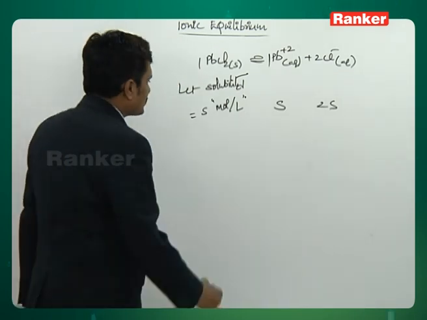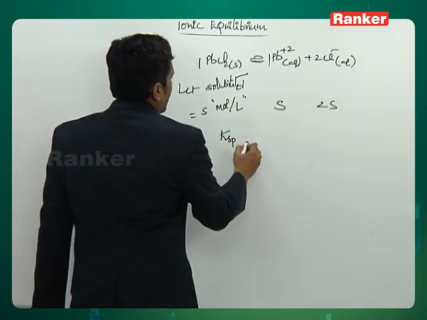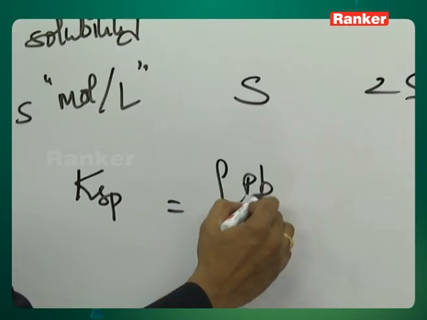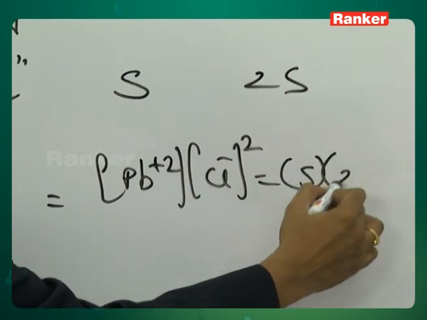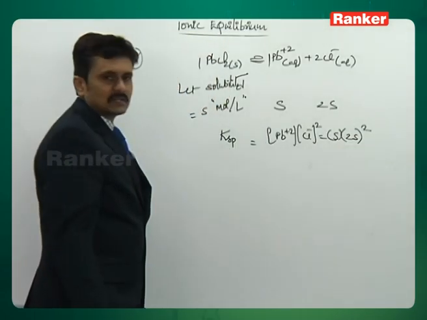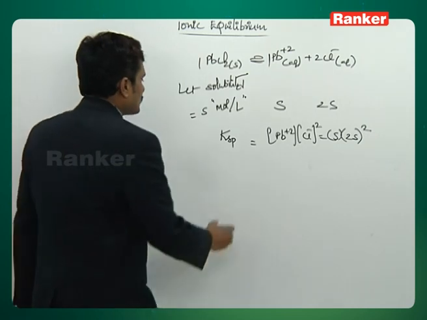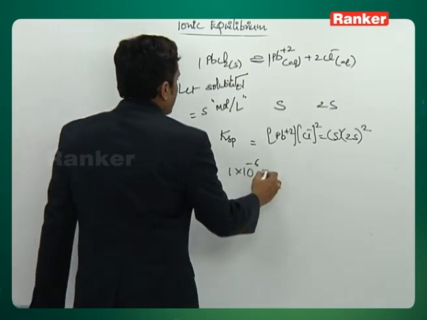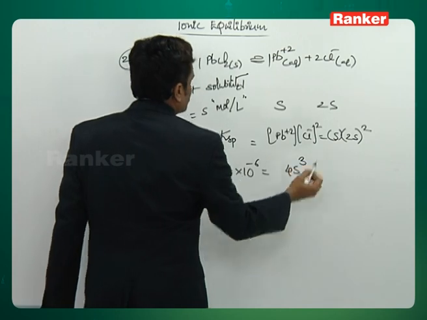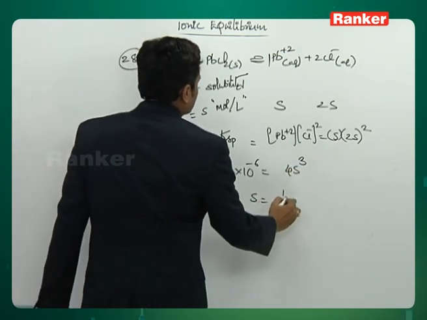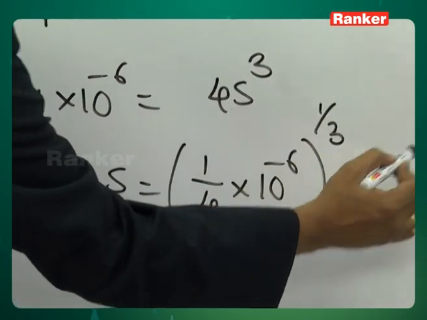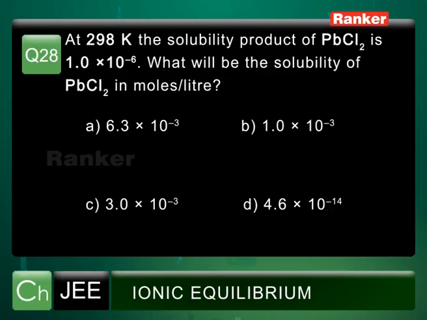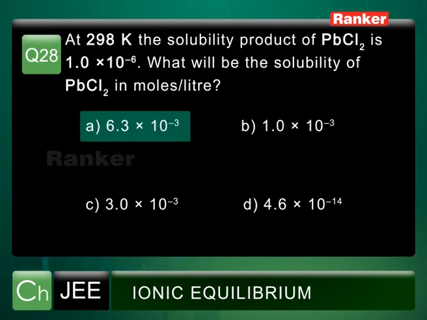Therefore when I am writing the Ksp of this equilibrium, it is equal to concentration of Pb2 plus into concentration of Cl minus whole square, that is S into 2S whole square. So the Ksp, 1 into 10 to the power minus 6, is equal to 4S cube. Therefore S is equal to 1 by 4 into 10 to the power minus 6, whole power 1 by 3. So the correct answer is 6.3 into 10 to the power minus 3, that is option A.